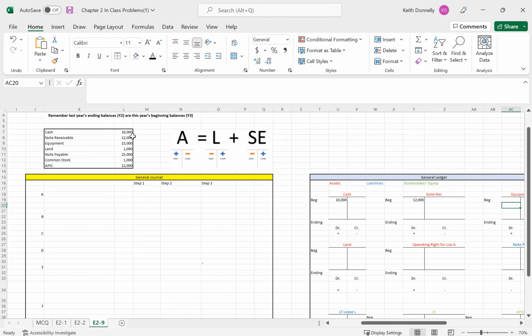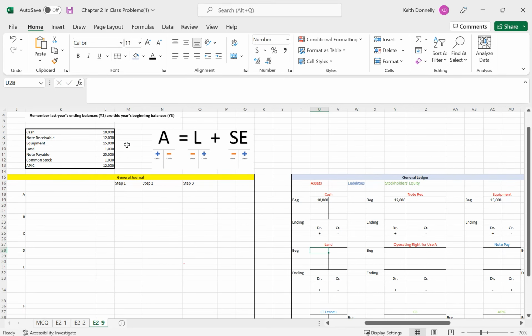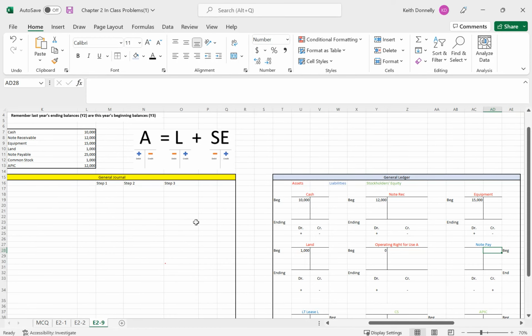Now in practice, this is automatically going to happen. It's going to roll forward automatically. Now this is going to be 0 because this arises from a transaction that happens during the current year. Oh, I made a mistake there. I tried to put it on the left. Liabilities, because the positive is on the right, it's going to be beginning and ending on the right as well. So we got to make sure that we follow that.